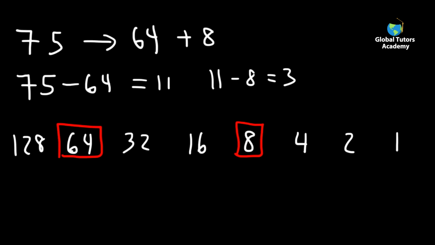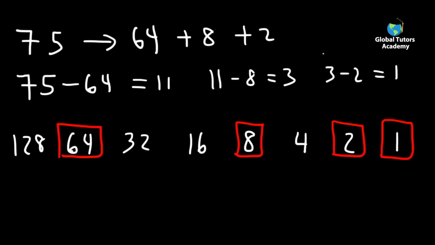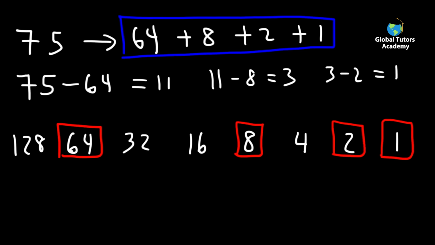And so the next highest number just under 3 is 2. And so let's put a 2 here. And then 3 minus 2 is 1. And so the next highest number is 1. And we could stop here, because if you add these numbers, 64 plus 8, that's 72. 72 plus 2 is 74. 74 plus 1 is 75. These 4 numbers add up to 75.